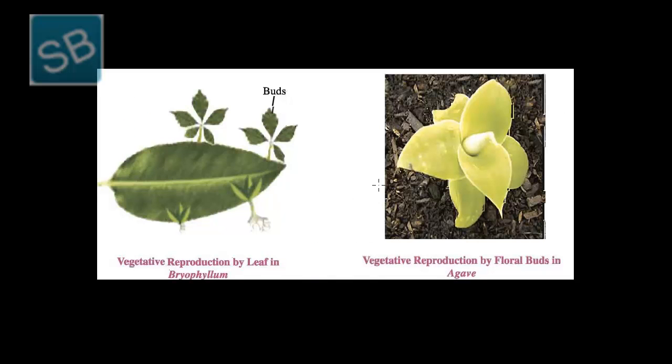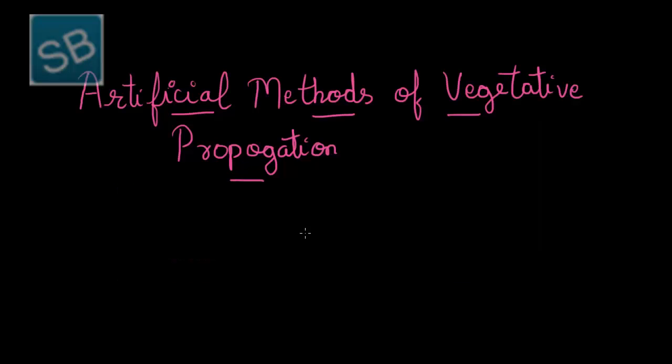And this is the example of natural vegetative propagation by leaf, where the development of buds from the leaf occurs in order to produce a new plant, for example bryophyllum and agave. This was all about natural vegetative propagation. Now next we will study artificial vegetative propagation, starting with the artificial methods.